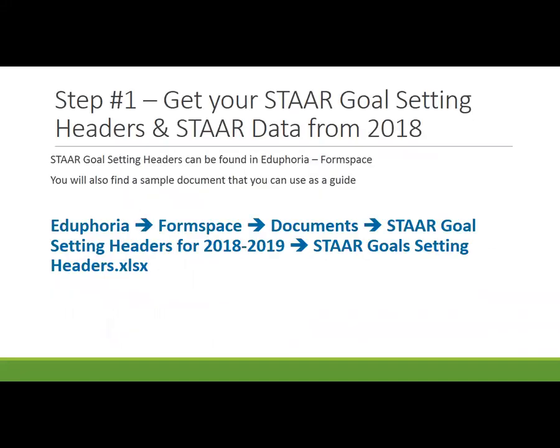So step one is we're going to go get our STAR goal setting headers and our STAR data from 2018. Your STAR goal setting headers are located in Eduphoria form space. Inside Eduphoria form space, along with your STAR goal setting headers, there's also a sample document that you can use as a guide if you forget what we're doing on this activity. Here is the pathway to get into Eduphoria, but I'm going to show you how to do it also.